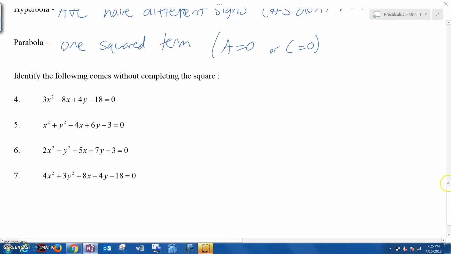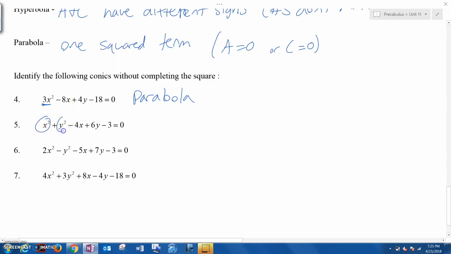All you have to do is look at the squared terms. Here's the first squared term. There is no other squared term. The one shape that only has one squared term is a parabola. We know for a fact this is a parabola because there's only one x squared term.